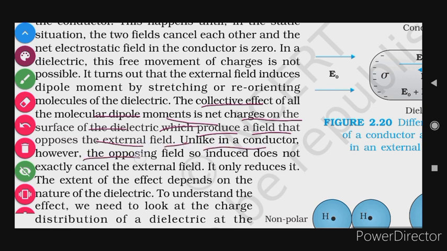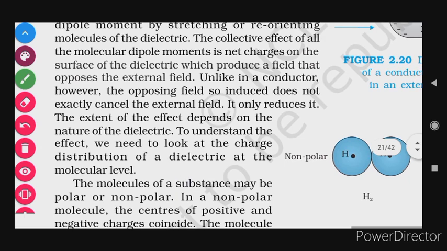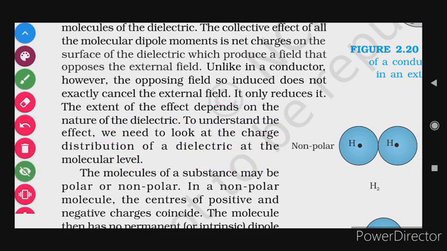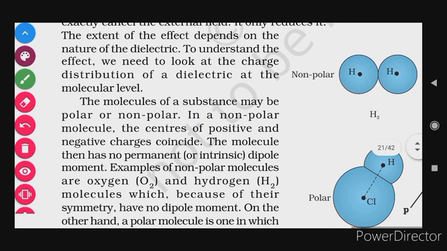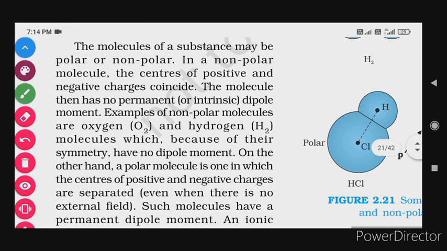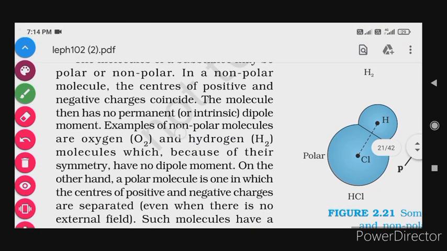Unlike in a conductor, however, the opposite field so induced does not exactly cancel the external field, it only reduces it. This I have explained already. Now, the extent of the effect depends on the nature of the dielectric. To understand the effect, we need to look at the charge distribution of a dielectric at the molecular level. I have already explained all this, so I'll just read it and you will get the whole idea.